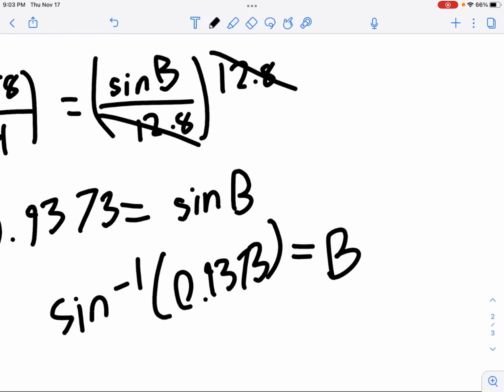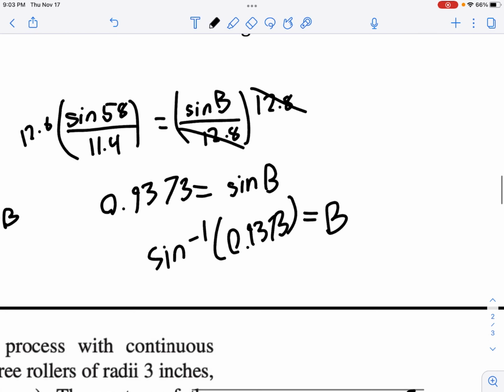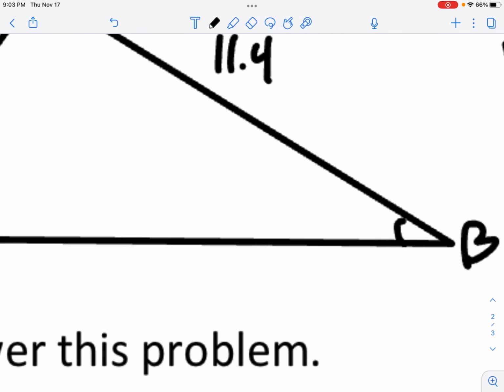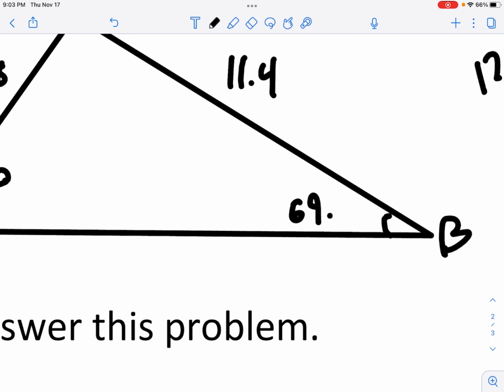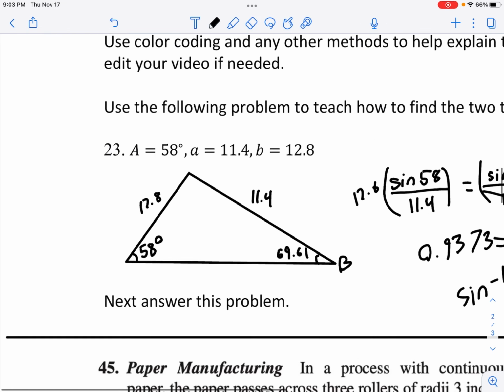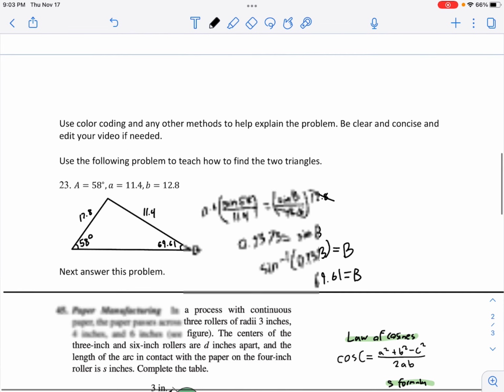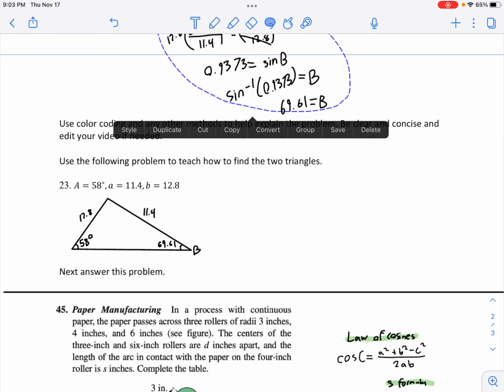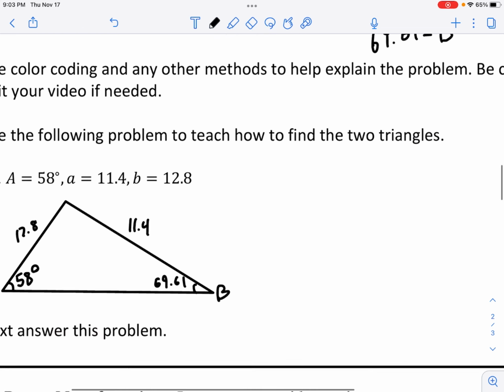And you get 69.61. 69.61 equals B. So we can put that in here now. Equals B. So now we don't have anything for C. Let me just move this out of the way. Okay, we don't have anything for C.